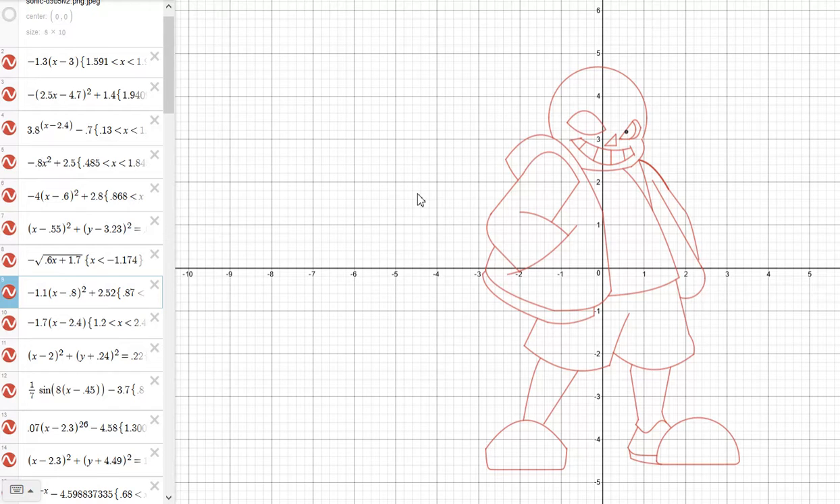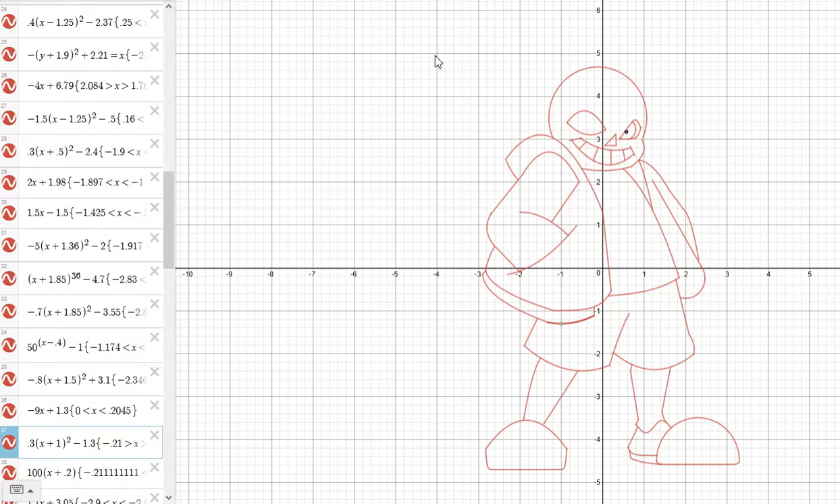With this quadratic function, I translated it up 2.52 units by adding 2.52 to the equation. An example of a translation down would be this equation, which is y = 0.3(x + 1)^2 - 1.3, where it's translated down 1.3 units by subtracting that from the equation.